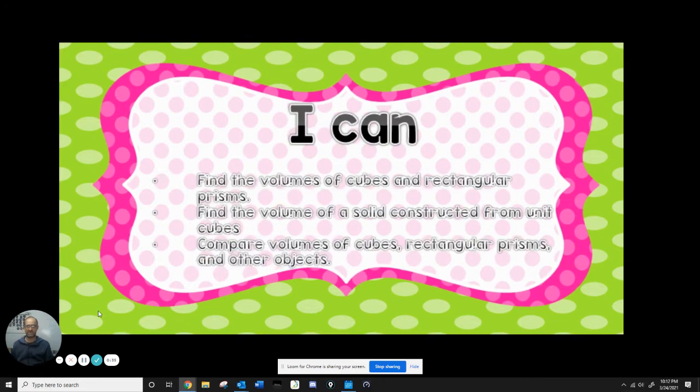Okay, our goal today is to be able to state that we can find the volumes of cubes and rectangular prisms, and we can find the volume of a solid constructed from unit cubes, find the volume of something made of blocks, and to also compare volumes of cubes, rectangular prisms, and other objects.